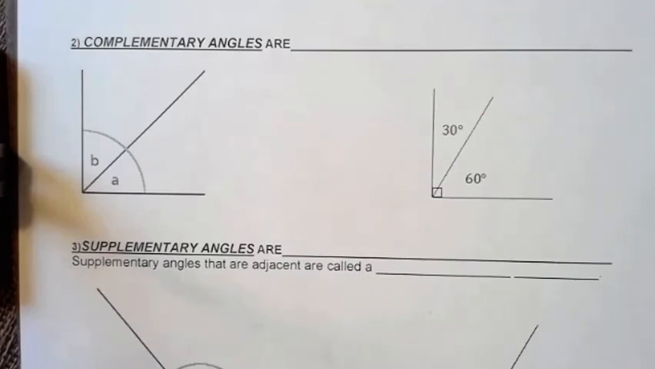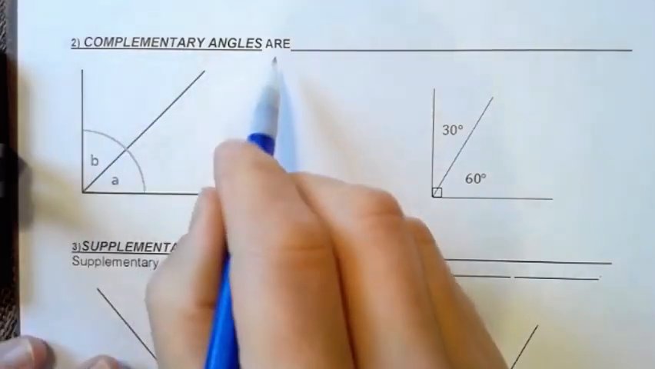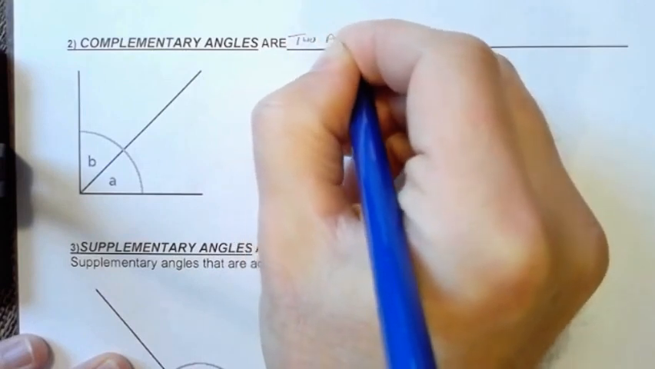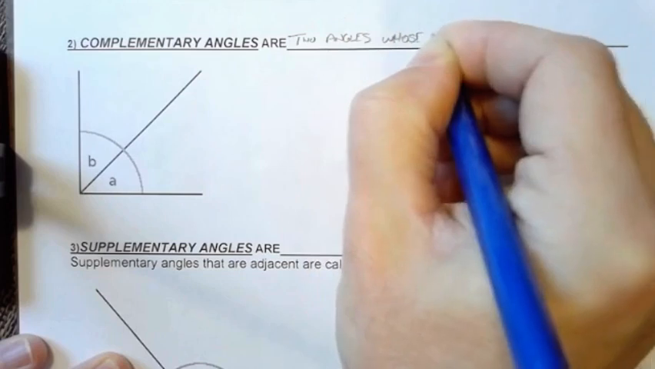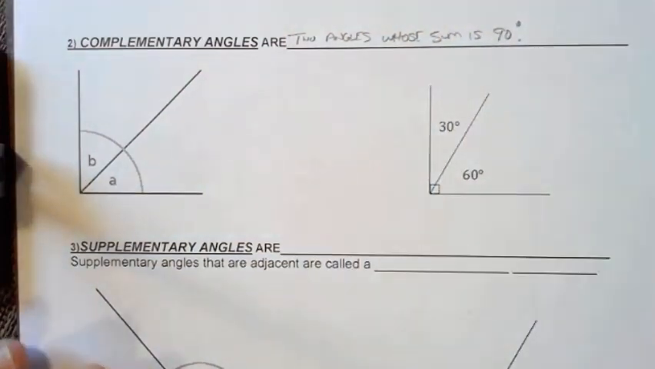The next angle relationship that we're going to study are what are called complementary angles. Complementary angles are two angles whose sum is 90 degrees. Meaning that if I add them together, because they make 90, that means if I put them together, they would create a right angle.